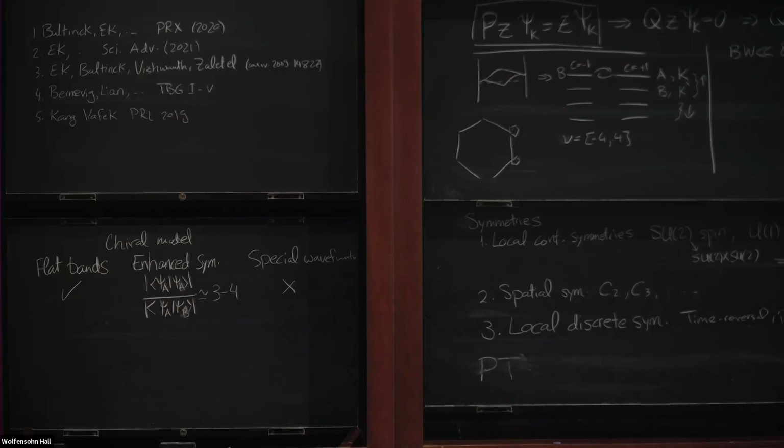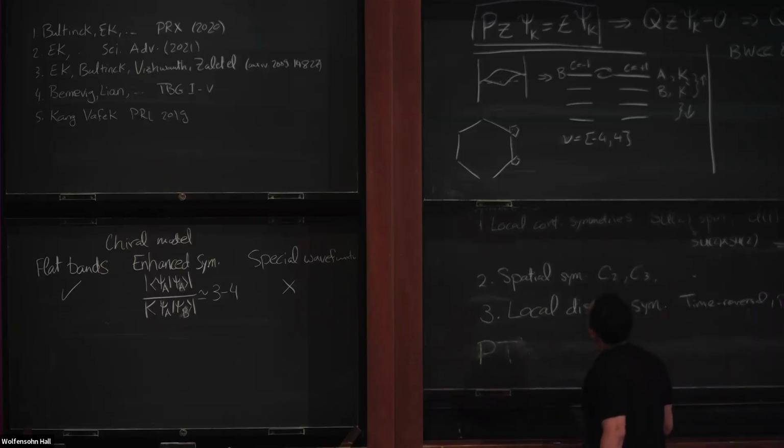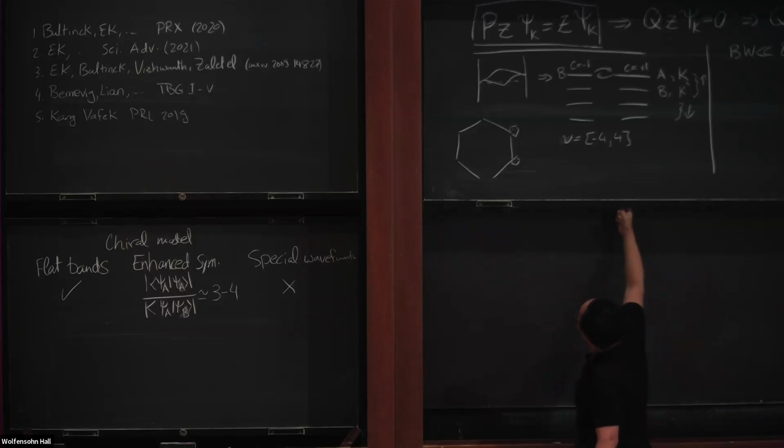I'm taking the wave functions of the actual model, but I'm ignoring overlaps of A and B sublattice wave functions, and I'm ignoring the dispersion. I'm just putting it to 0 by hand. So now we have this nice limit. Let's see what we can do with it.